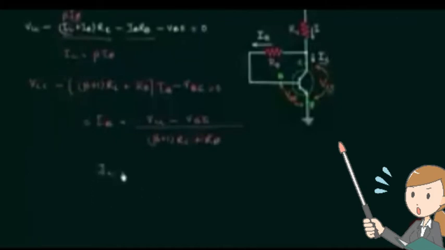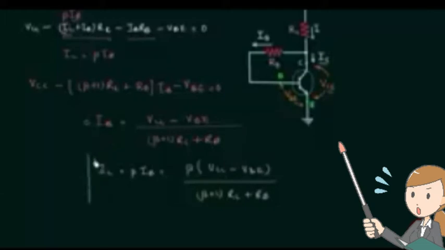The collector current IC is simply beta times IB. So we have beta, inside the bracket, (VCC minus VBE) divided by ((beta plus 1) RC plus RB). So this is the expression for the collector current, and this way we have the y coordinate of the operating point.